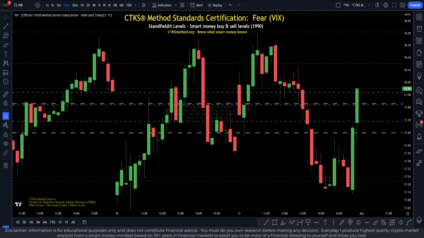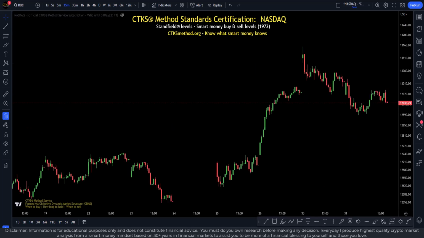The VIX is a really tough chart to look at. That's why I started you with this one. Always do the hardest things first. Now that you've got a little bit of a foundation, let's look at the NASDAQ.